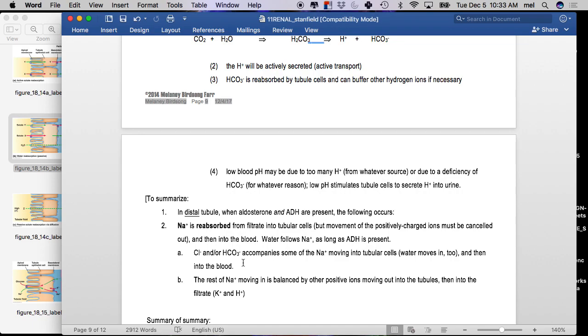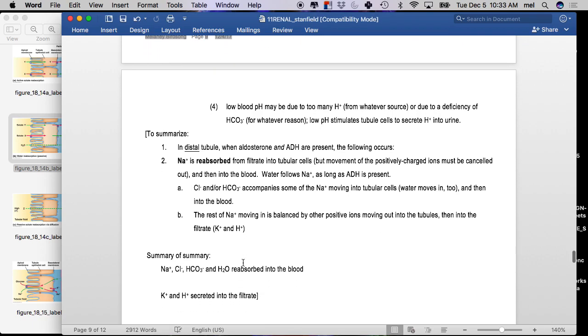But in the DCT, you can manipulate what happens, right? So in the distal convoluted tubule, if ADH and aldosterone are present, let's see what will occur. If ADH and aldosterone are present, then what you're going to get is sodium reabsorption from filtrate to cells to interstitial fluid, ultimately to blood plasma, right? But of course, the movement of all of those positive ions must be canceled out.